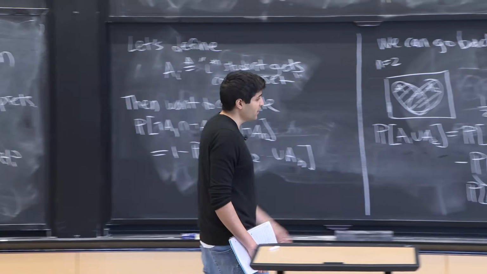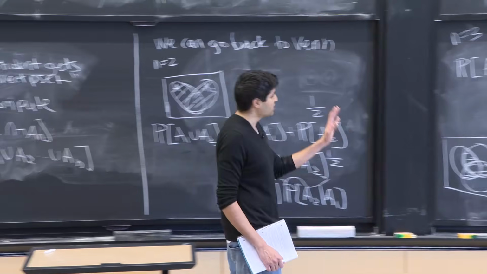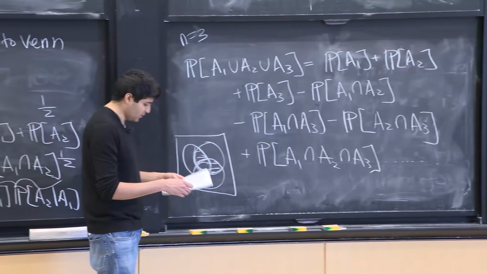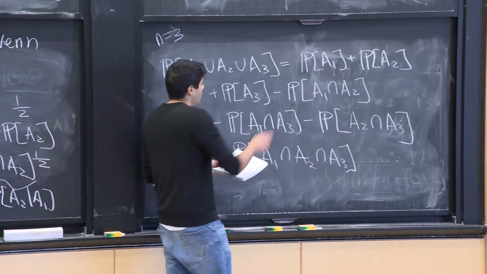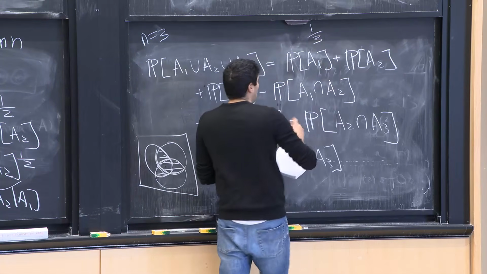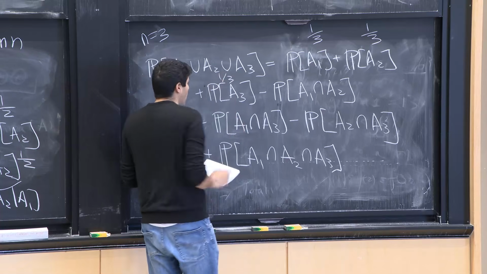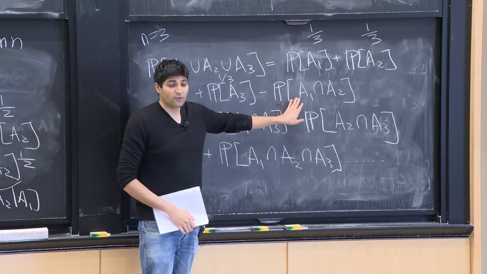But it turns out that it'll be morally true, at least when n becomes larger. So let's do this computation right here, just to make sure we're on the same page. What's the probability of A1? What's the probability of A2? What's the probability of A3? They're all a third.